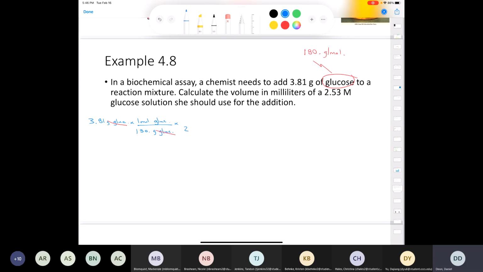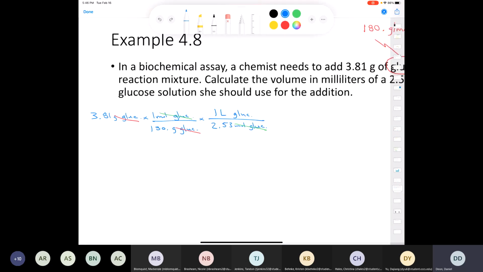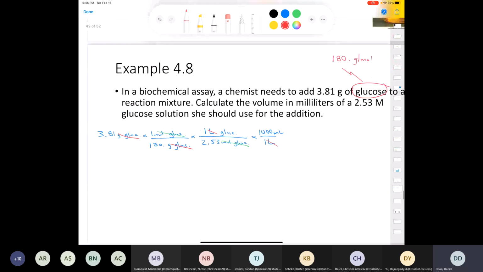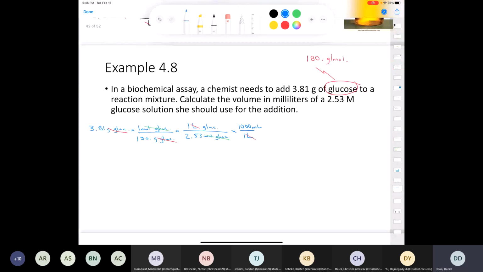We know that we have 2.53 moles of glucose in 1 liter of the glucose solution. And if I was to stop here, you see moles of glucose cancel. If I was to stop here, I'd have liters of glucose, but we want milliliters of glucose. And so we're going to multiply that by 1 liter has 1,000 milliliters, like that. So we have liters canceling out, and we end up with the milliliters of our glucose solution.